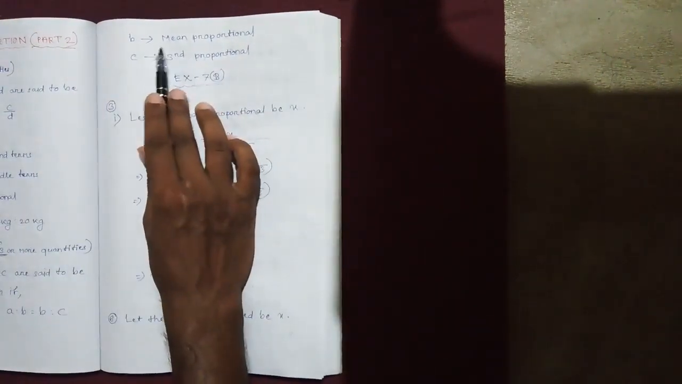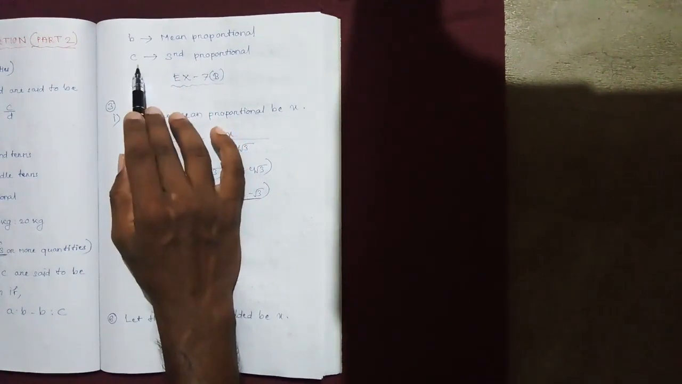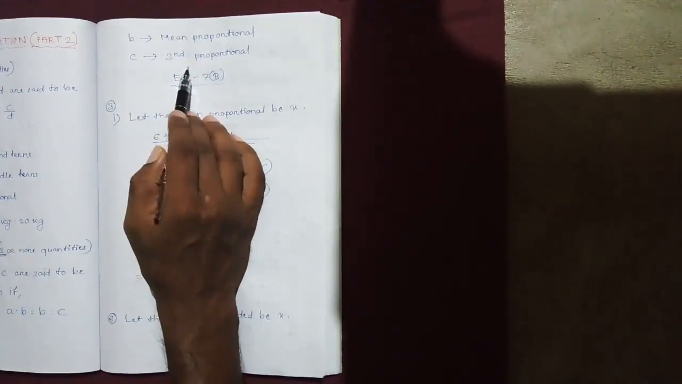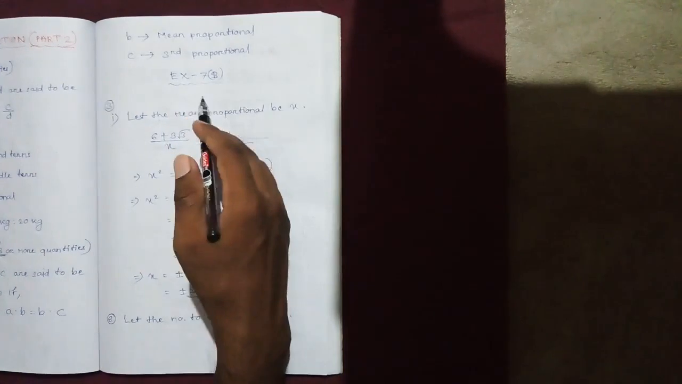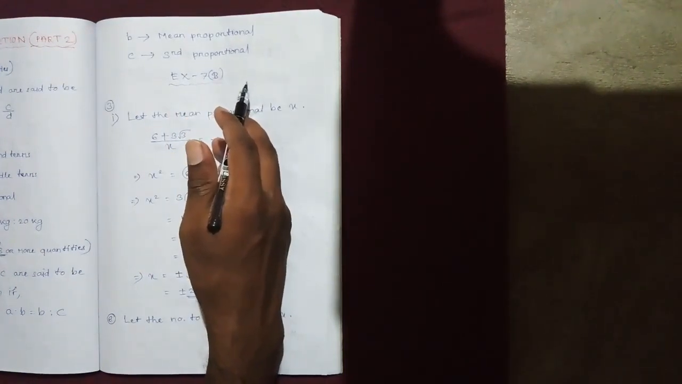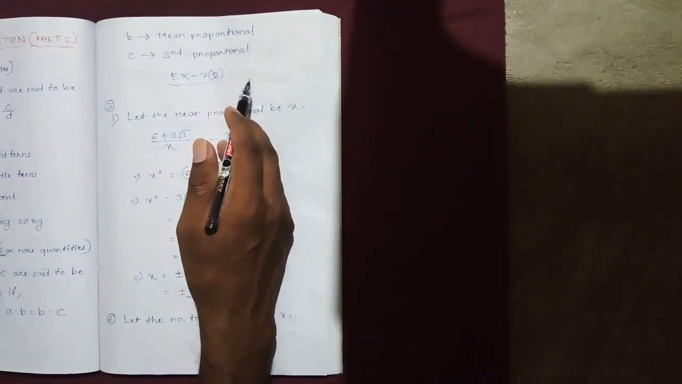The middle term B is called mean proportional. The last term C is called third proportional. So this is about proportion and mean proportion. Now let us move to exercise, some problems.